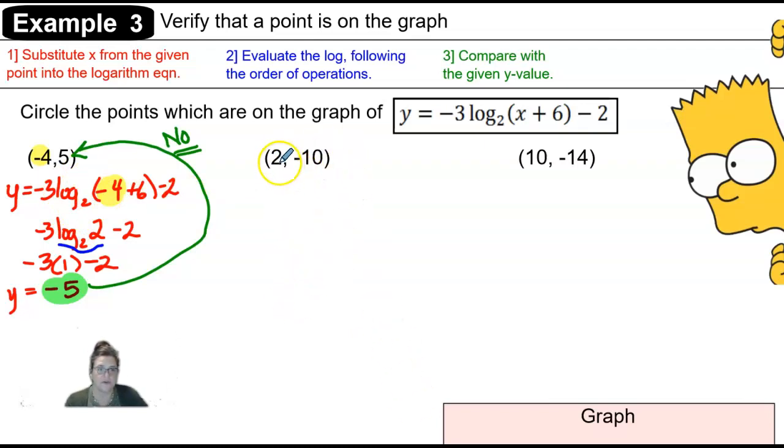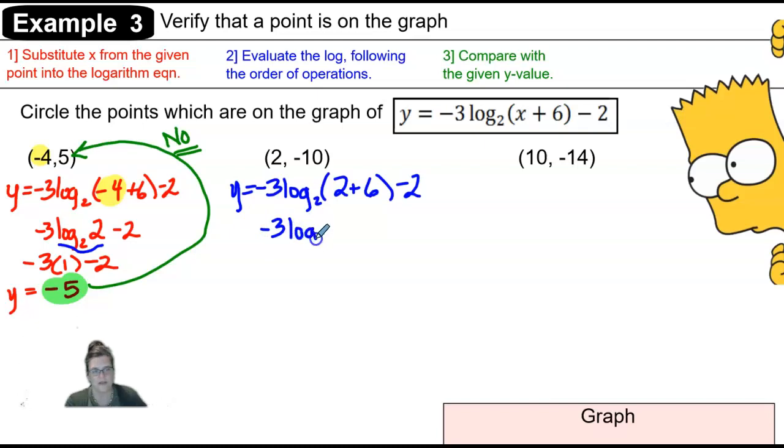We're going to substitute 2 into this equation for x and see what we get for the y. So y equals -3 times the log base 2 of the quantity 2 plus 6, because we're substituting 2 from the point into the equation for x, and then minus 2. We're going to start by evaluating the expression in the parentheses for the order of operations. So -3 log base 2, and 6 plus 2 is 8. So the log base 2 of 8, and then minus 2.